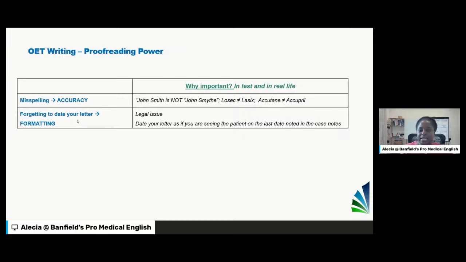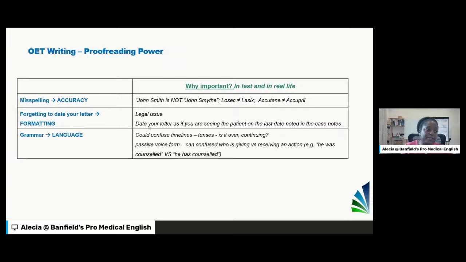Forgetting to date your letter. This is a common oversight in letters where people are so busy or so focused on writing their letter, they forget to write the date. It's a little thing, but look, it comes under formatting of your letter, organization and layout. Okay? So in real life, this can be a legal issue. All right? But on your letter in OET, it comes under formatting.